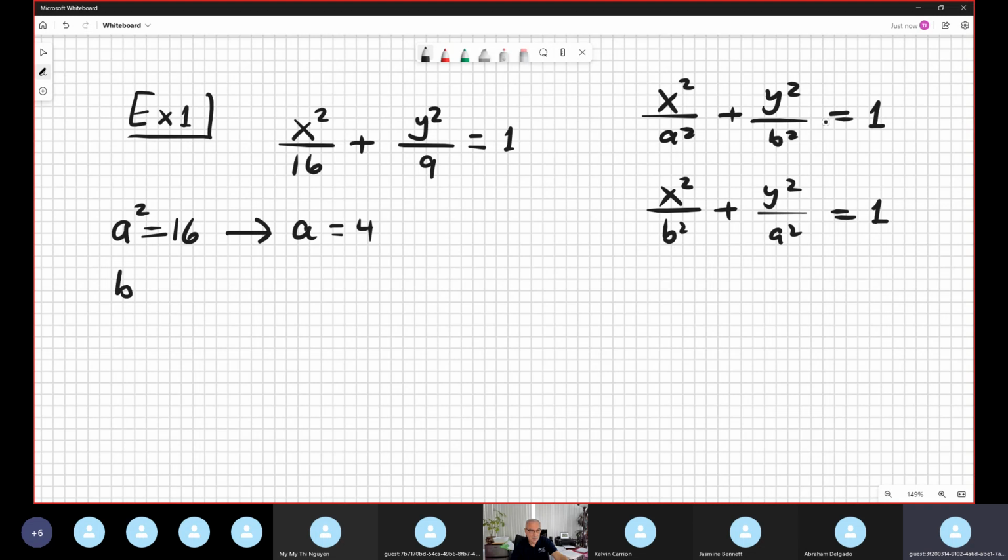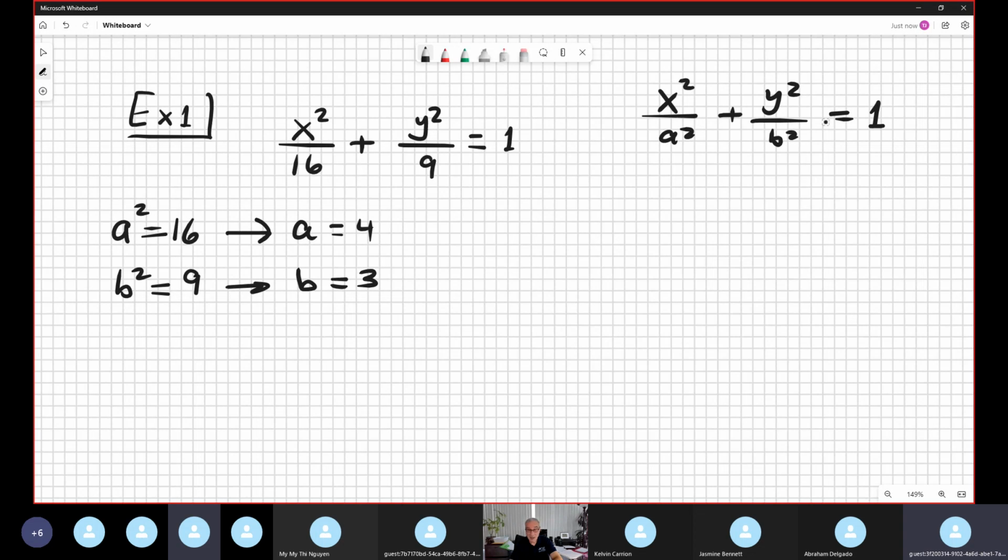Okay, likewise, b squared is 9, therefore b alone is 3. In this problem, you have this kind of equation. In example two, it's obvious that we are in front of a horizontal ellipse, because the major axis lies coincident or parallel to the x-axis, because the big number corresponds to the variable x. Makes sense, right? Yes.